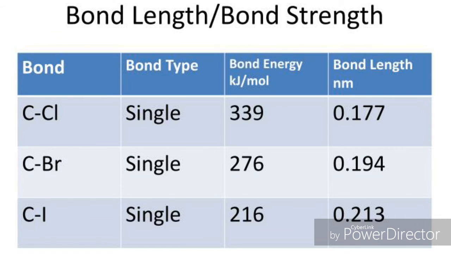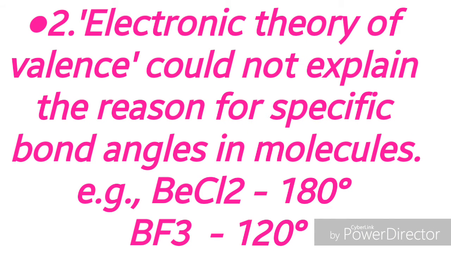Students, now let us see the second limitation of the electronic theory of valence. This theory could not explain the reason for specific bond angles in molecules. For example, beryllium chloride has a 180 degrees bond angle. Boron trifluoride has a bond angle of 120 degrees. Why is this specific bond angle there in molecules? This reason the electronic theory of valence could not explain.